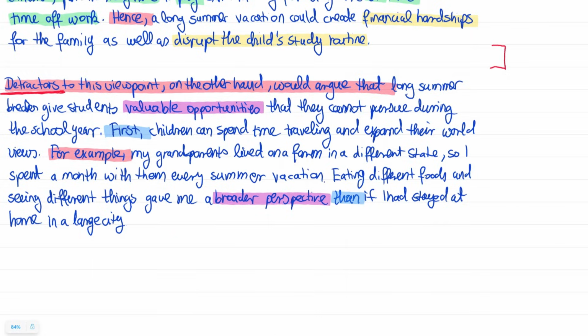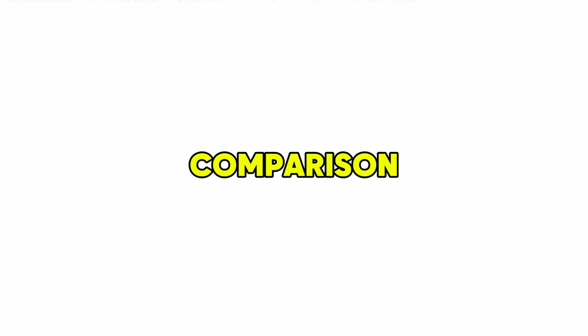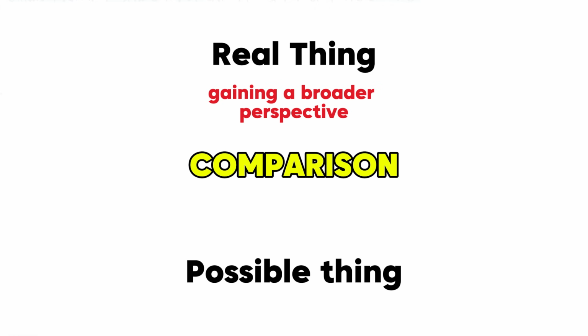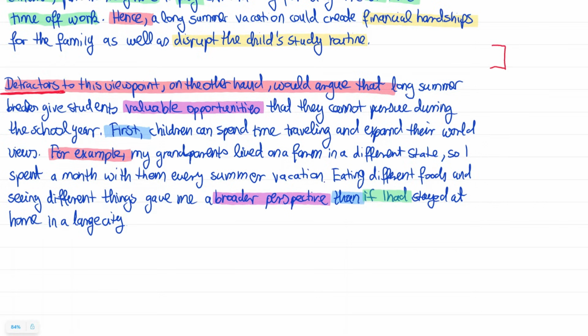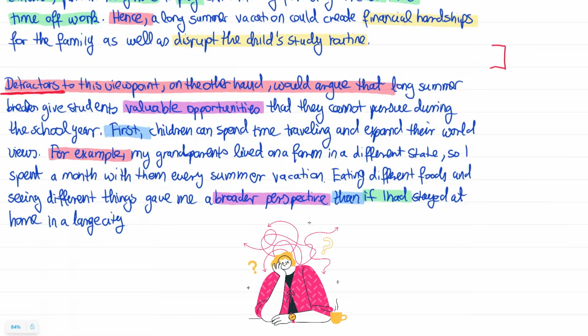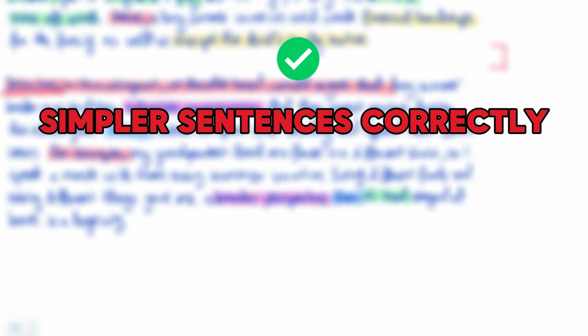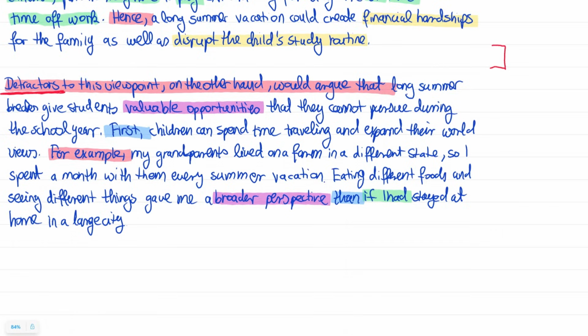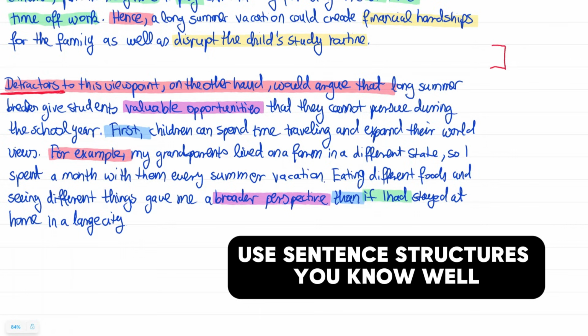This sentence uses than to show a comparison, but the comparison is between a real thing, gaining a broader perspective, and a possible thing that didn't happen, staying at home in a large city. I use if I had in the second part to show the possibility. This is a very advanced sentence structure that really boosts your score. If you aren't comfortable using sentences this complex, don't worry. It's better to use simpler sentences correctly than long sentences wrong. You must convey your idea clearly, and if you make mistakes, the message might get lost. Use sentence structures you know well.